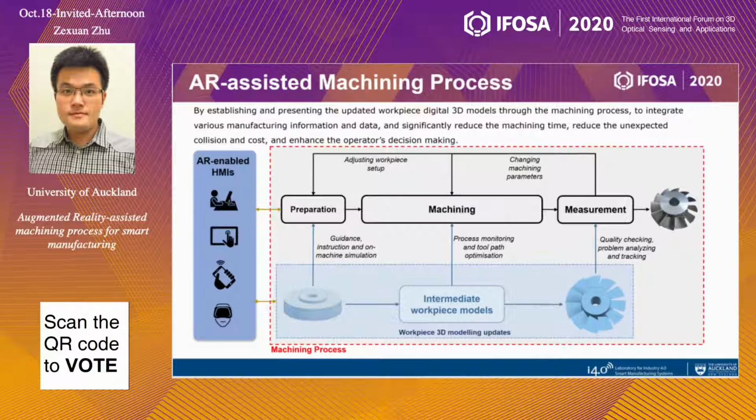At each stage of the machining process, the virtual representation of the physical objects will provide different supports and features to both operators and the physical machine tool. By establishing and presenting updated workpiece digital 3D models through the machining process to integrate various manufacturing information and data, we can significantly reduce the machining time, reduce unexpected collisions and cost, and also facilitate the operator's decision-making.